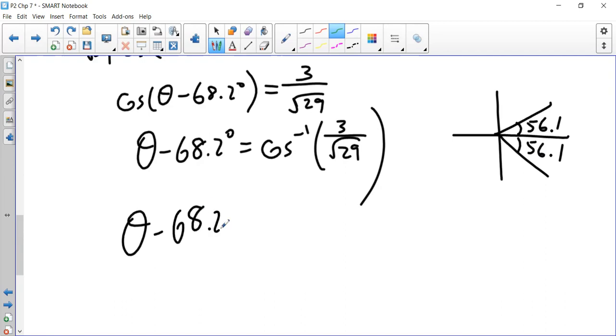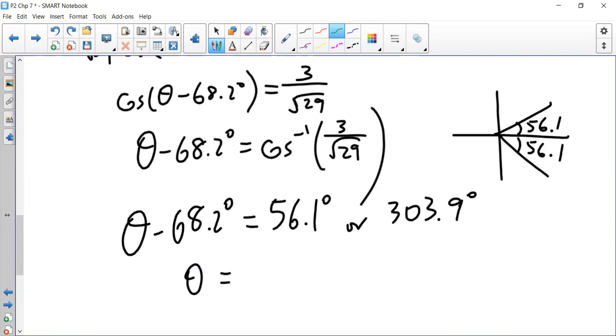So theta, keep the left-hand side. We haven't done anything on the left-hand side; we'll work on the right-hand side. Equals 56.1 degrees or 303.9 degrees. Then you add 68.2 degrees to the right side.